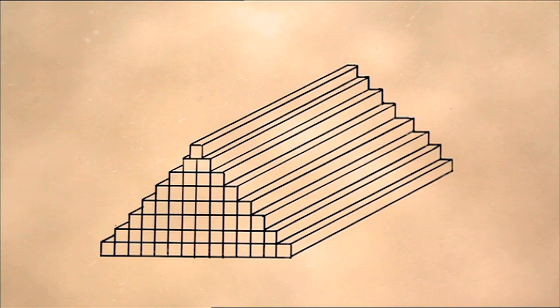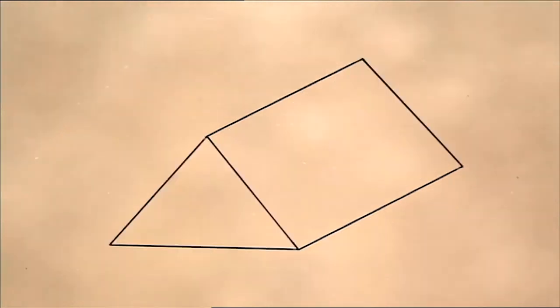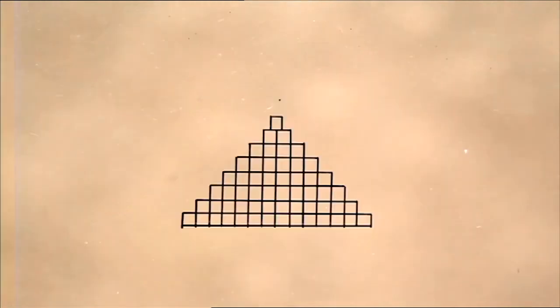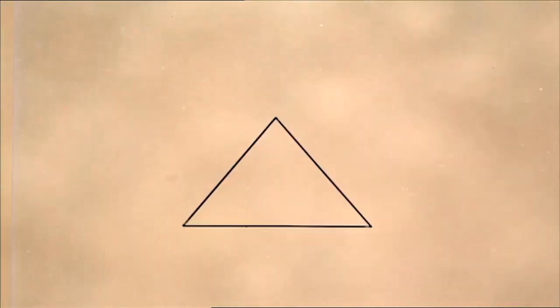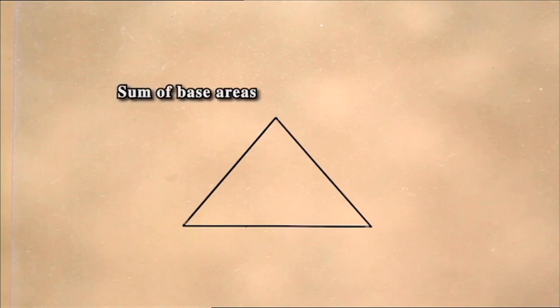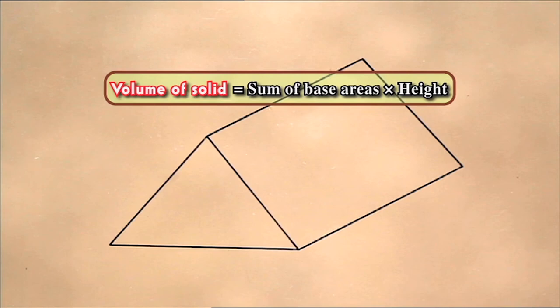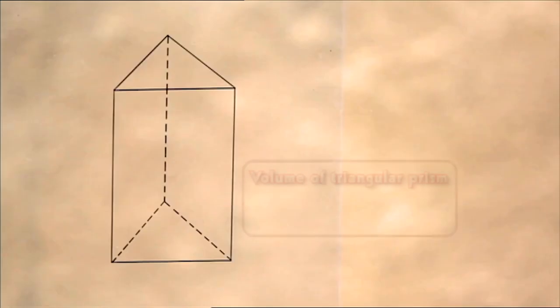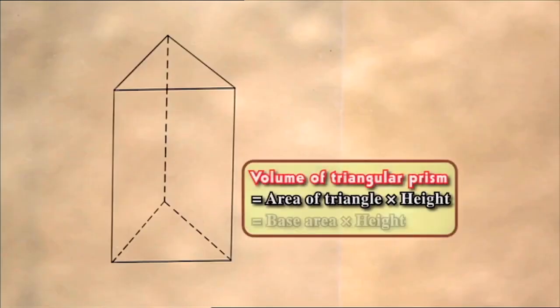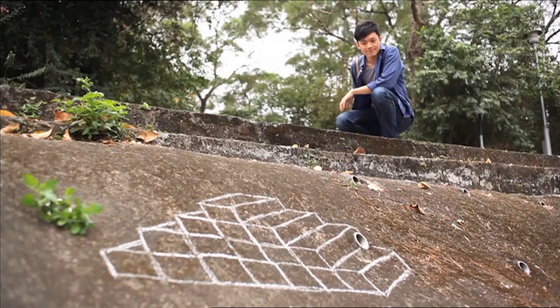If the solid is further divided into smaller cuboids, it gets close to looking like a triangular prism. Its base is similar to a triangle. In other words, the total sum of the base areas is about the same as the area of the triangle, and its volume is about the same as the volume of the triangular prism. Therefore, the volume equals the area of the triangle times height, that is, base area times height.